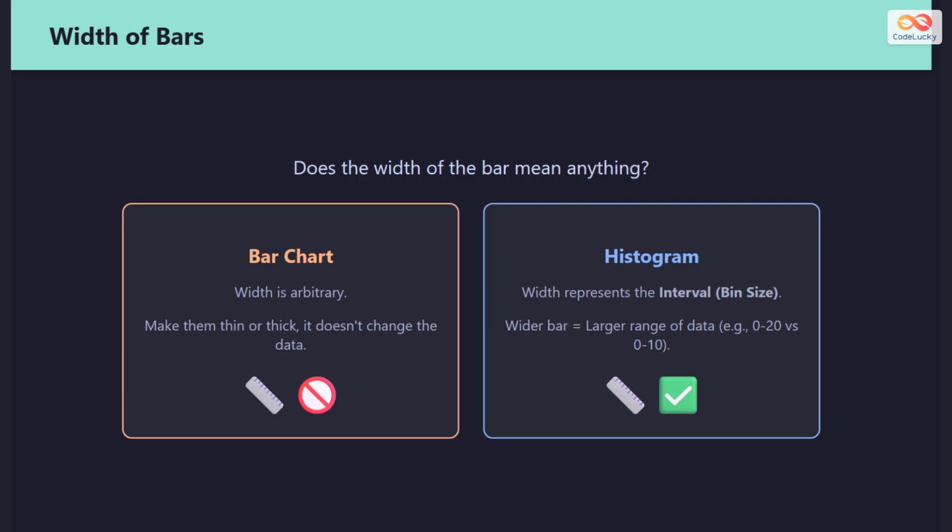Pay attention to the width of the bars, too. In a bar chart, the width is just a design choice. But in a histogram, the width has meaning. It represents the interval size. A wider bar covers a larger range of numbers, so you have to be careful when reading it.